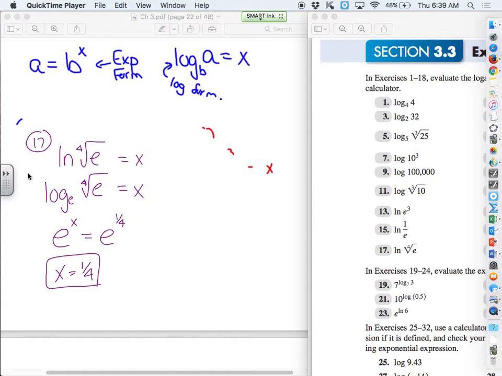The next part, 19, 21, 23, they just want you to simplify this. And we had some properties for logs that you could simplify this a little more easily. And then we also proved why it simplified to what it did. So we did one like this yesterday. It was 12 to the log base 12 of pi, something like that.